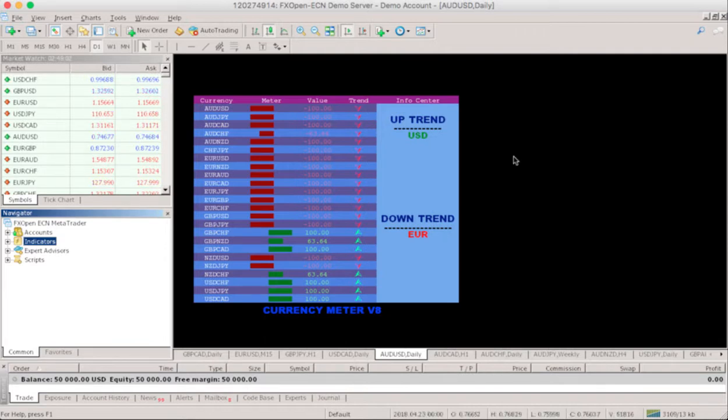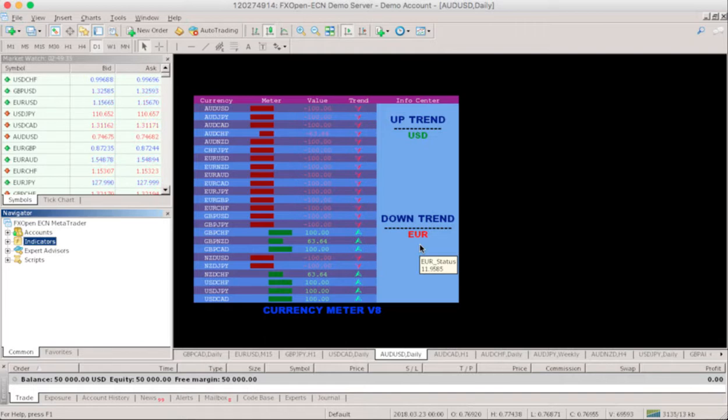The great thing about the currency meter is that not only does it give you the value of every currency, it also gives you a trend indication where you can see what pairs are really moving right now. Because as you can see, you have USD and Euro. So the idea behind currency meter is to combine two currencies, one that is going up and another one that is going down, to find possible trades. Now, I'm saying possible trades.